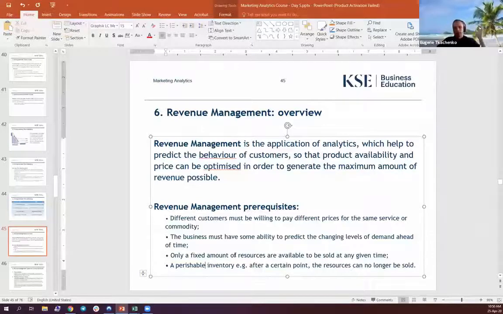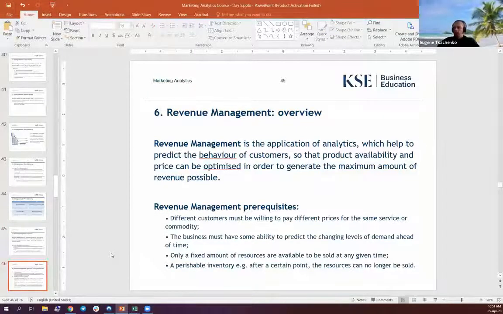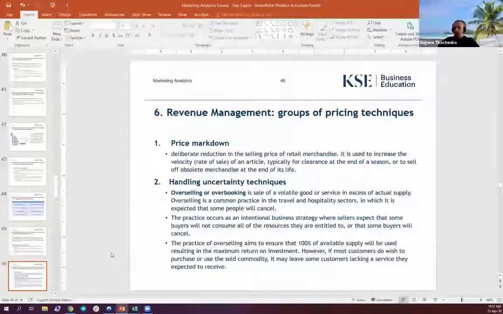And revenue management, as an idea, helps you to analyze all these factors together: understanding your customers, understanding the product specifications, as well as understanding the financial background behind that. So when we're talking about revenue management, we may be using some pricing techniques, or better to say, a group of techniques. So basically, price markdown.